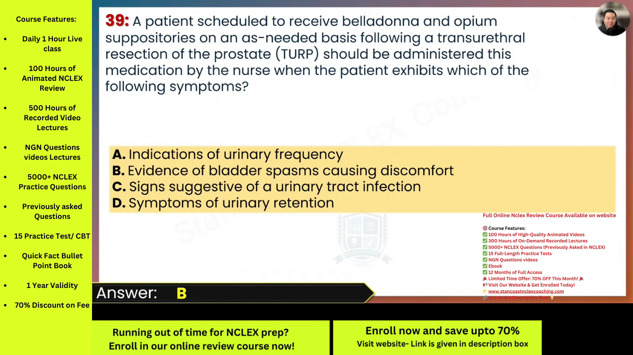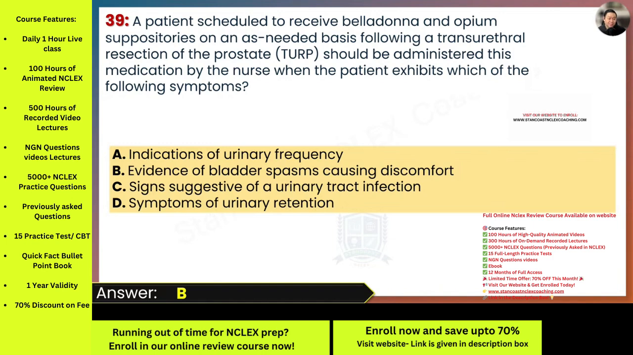It says indications of urinary frequency. This is often a normal symptom following a TURP due to the irritation of the bladder. And letter C, signs suggestive of urinary tract infection, is also incorrect because urinary tract infection is treated with antibiotics, not antispasmodic medications like belladonna and opium. The belladonna and opium don't address infections, but again, these are intended for controlling the bladder spasms.